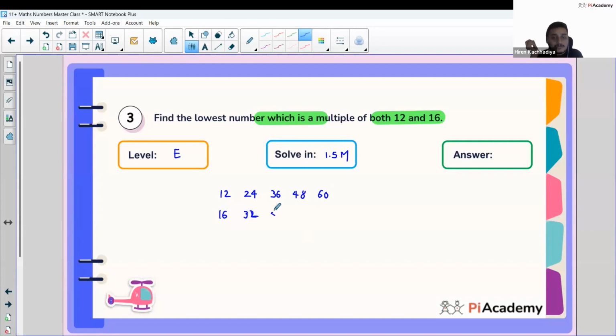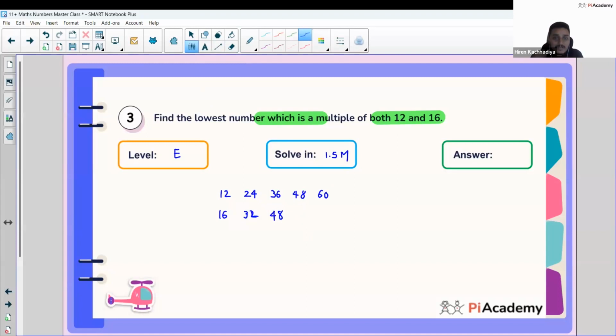And then the third multiple is 48. You can just keep adding 16. It's not about I don't know the 16 times table, how will I do it. You can just write the first number and then keep adding 16. You know addition, right? So no one is going to complain that they don't know the times table of 16. Just keep adding 16.